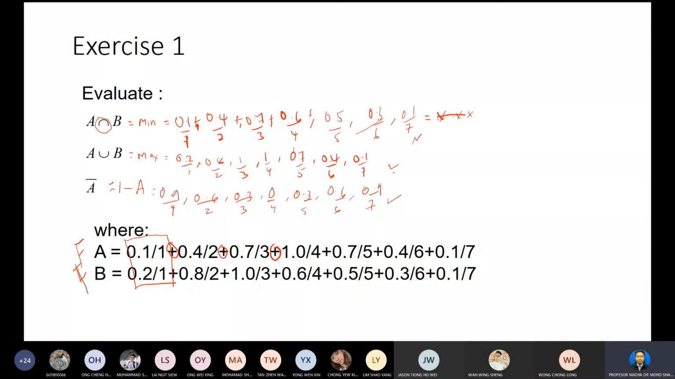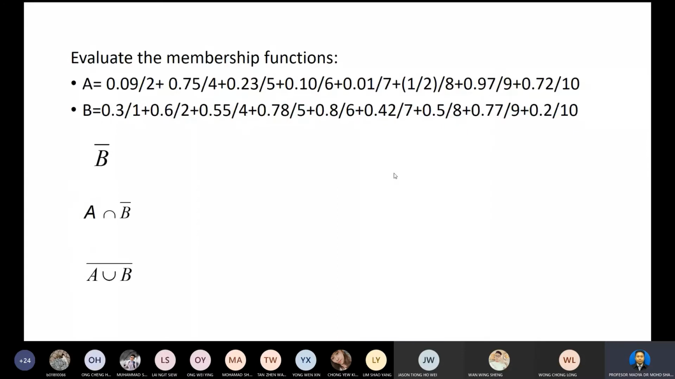Alright, so let's go for another exercise. Okay, this one is similar to before. This one is the complement of B. This means 1 minus fuzzy set B. Maybe we can put this as fuzzy set A, fuzzy set B. Alright, so the answer will be straightforward.